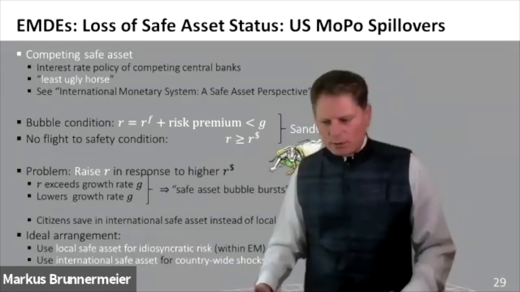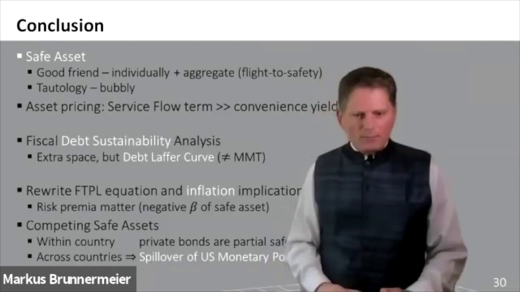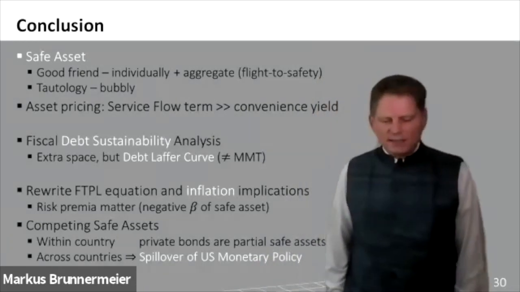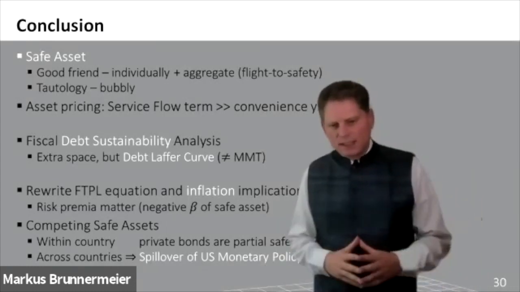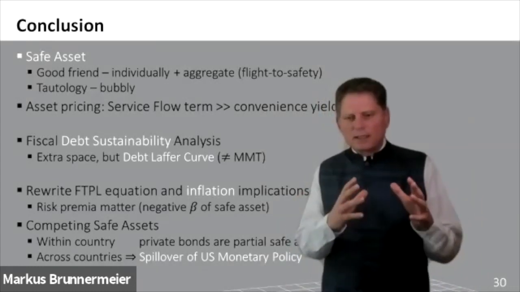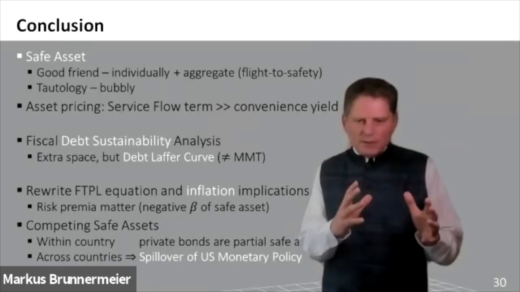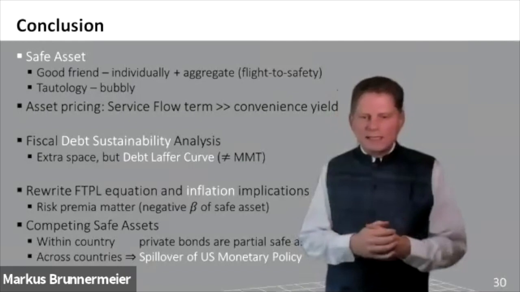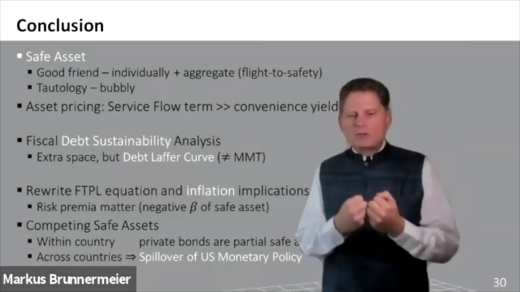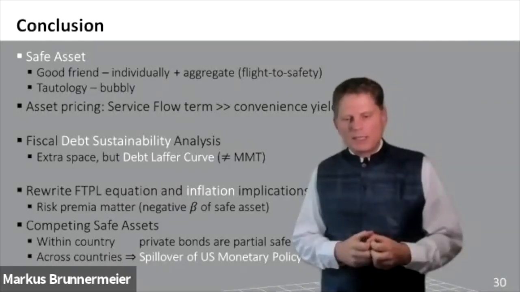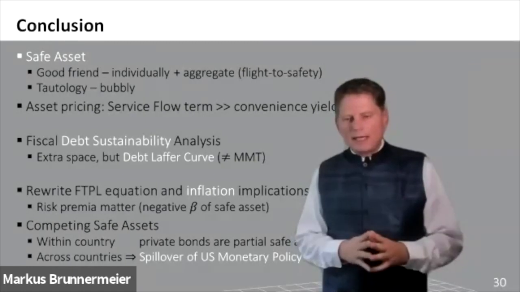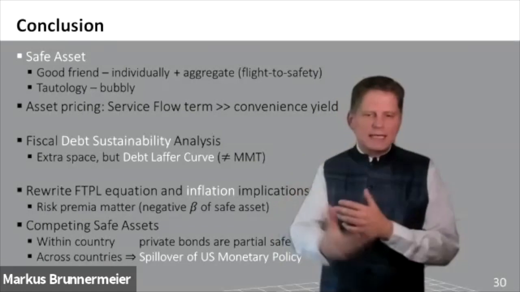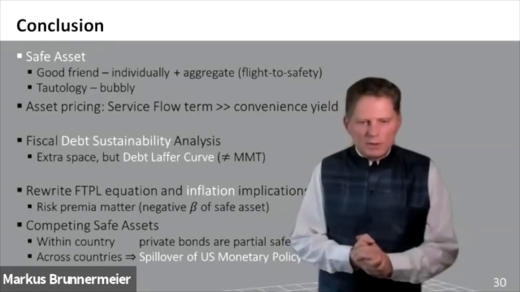So let me conclude. What I tried to get across today is: what is a safe asset? We talk a lot about safe assets, but I would like to give a particular interpretation and a very clear framework for how to think about it. It has two elements. One is this good friend analogy, and it's around when you need it, like a good friend. It's around for individual shocks, and that's very important. You have idiosyncratic shocks, and then I can actually rely on my asset. I can sell it and replace whatever I've lost.